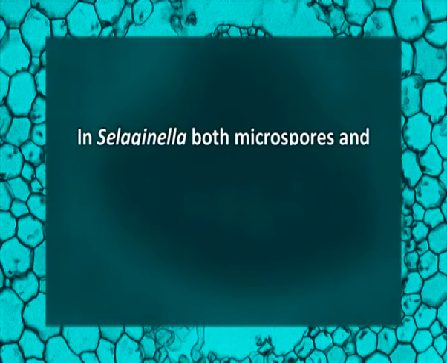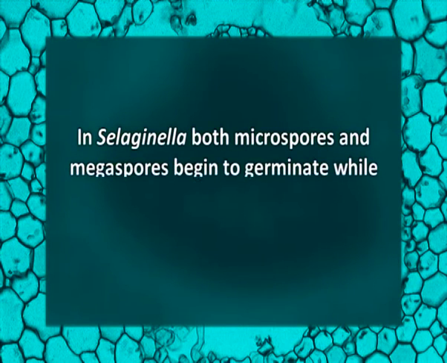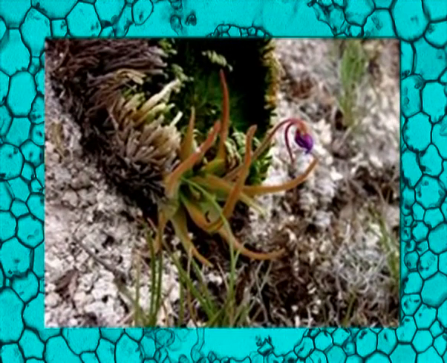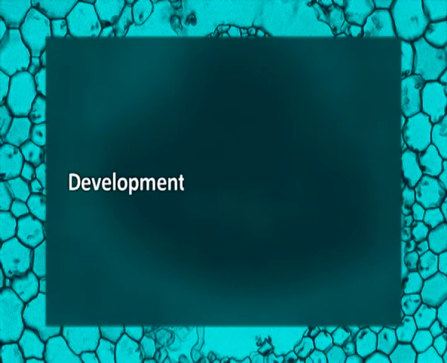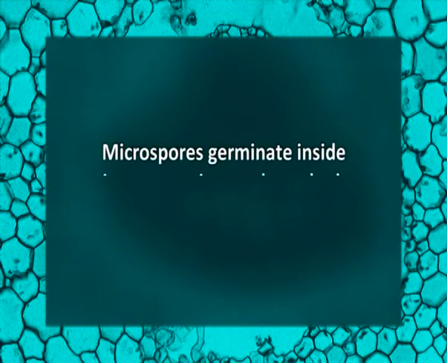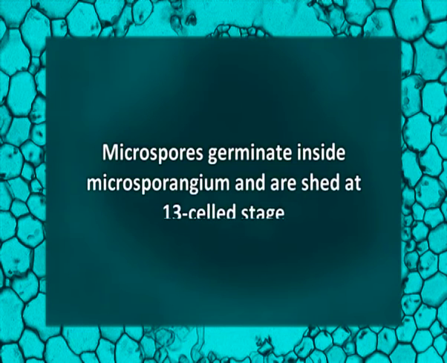In Selaginella, both micro and megaspores begin to germinate while still inside the sporangium, that is, they germinate in situ. Thus, spores are shed at multicellular stage. Now, development of male gametophyte. The microspores germinate inside the microsporangium and are shed at 13-celled stage.